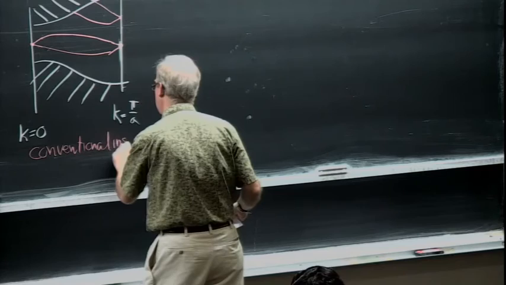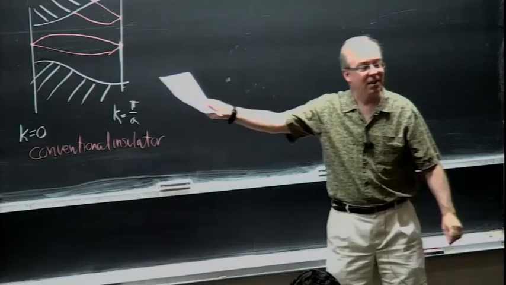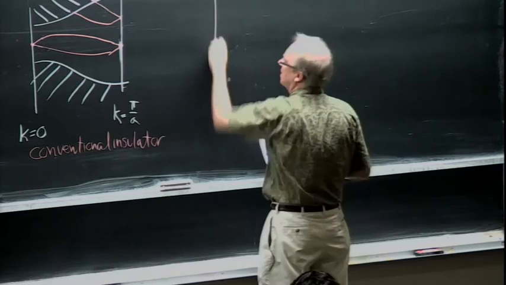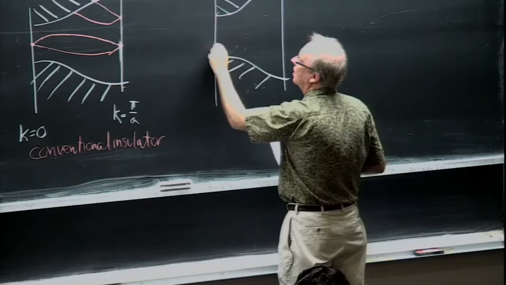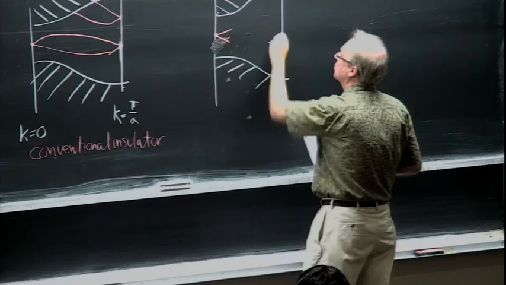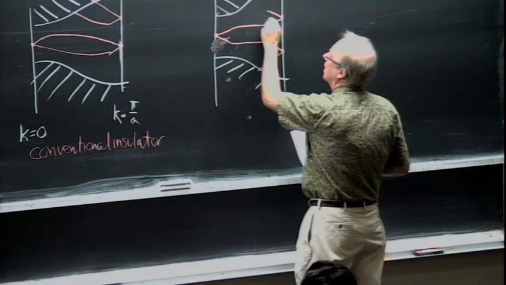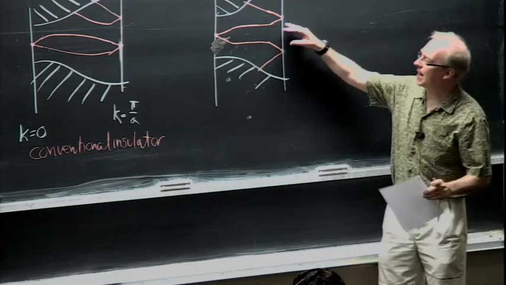Okay. But when you think about it like this, you can immediately see that there's one other possibility, which is that your Kramers partners could switch partners. So instead, they could connect like that. Okay? And if they connect like this, then you can see that you can pull these up and down all you want. You can't get rid of them.